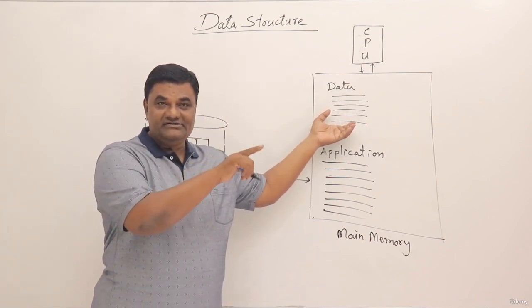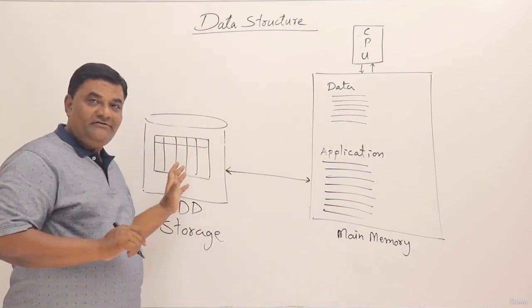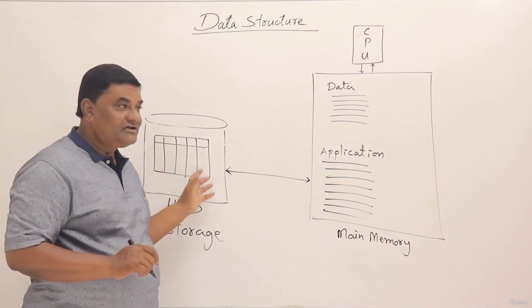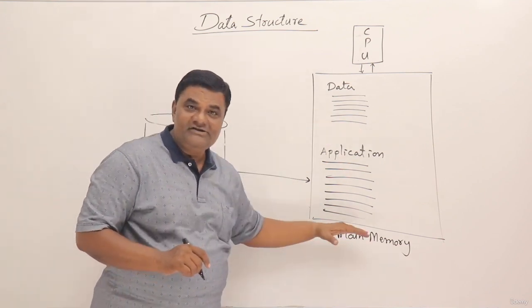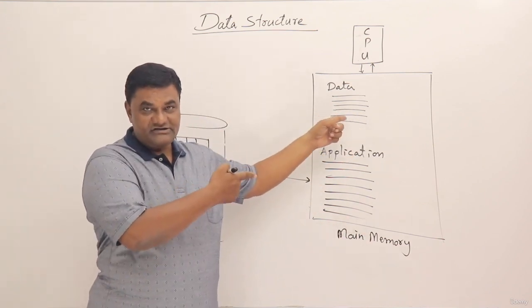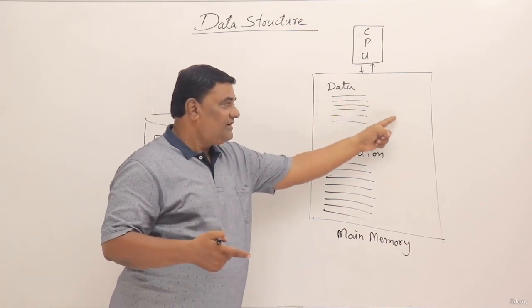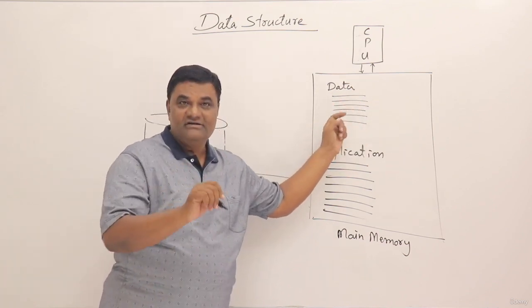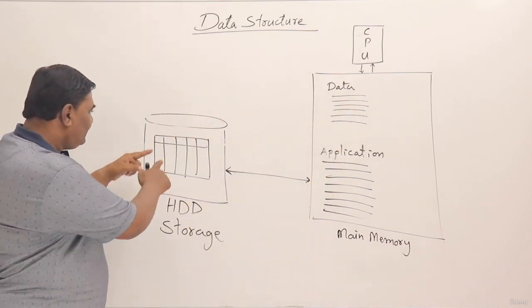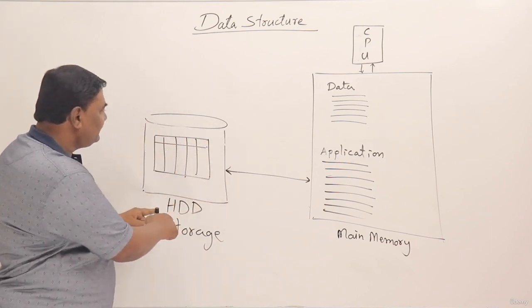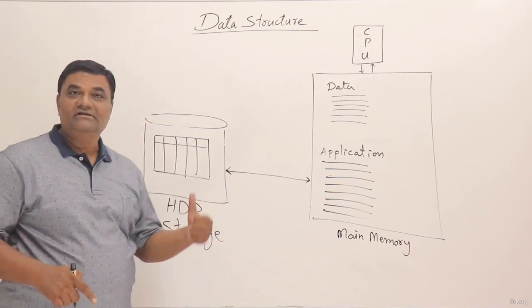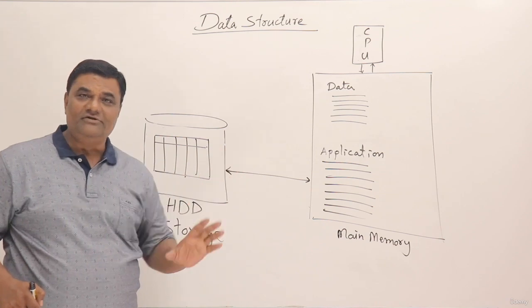So again, you need a data structure here. When you are pulling the data from the hard disk or from the storage to the main memory during execution, then you definitely need a data structure here. So the arrangement of data in the main memory is a data structure. Then how this data is organized in the form of tables on the disk, this is database.